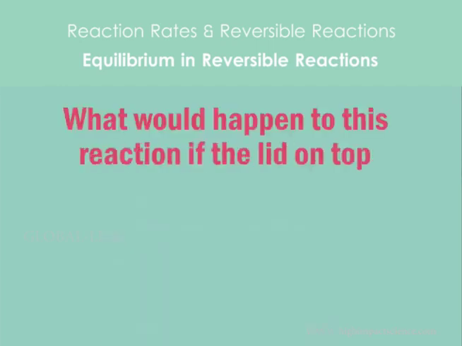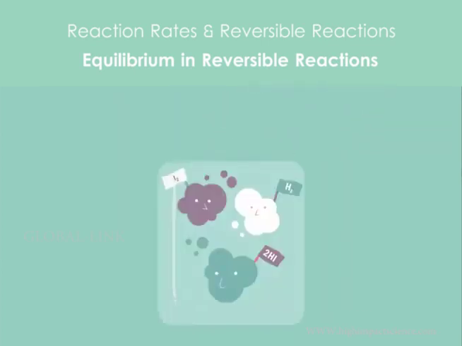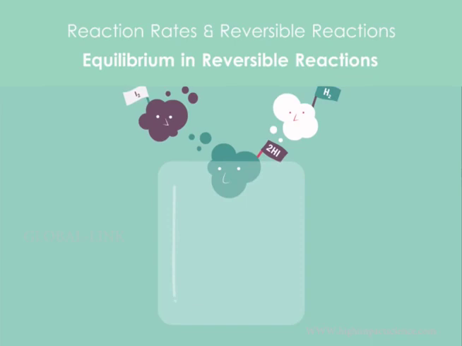What would happen if the lid of the gas jar is opened? If the lid was removed, the system is no longer at equilibrium, as the reactants and the products are able to escape out of the system.